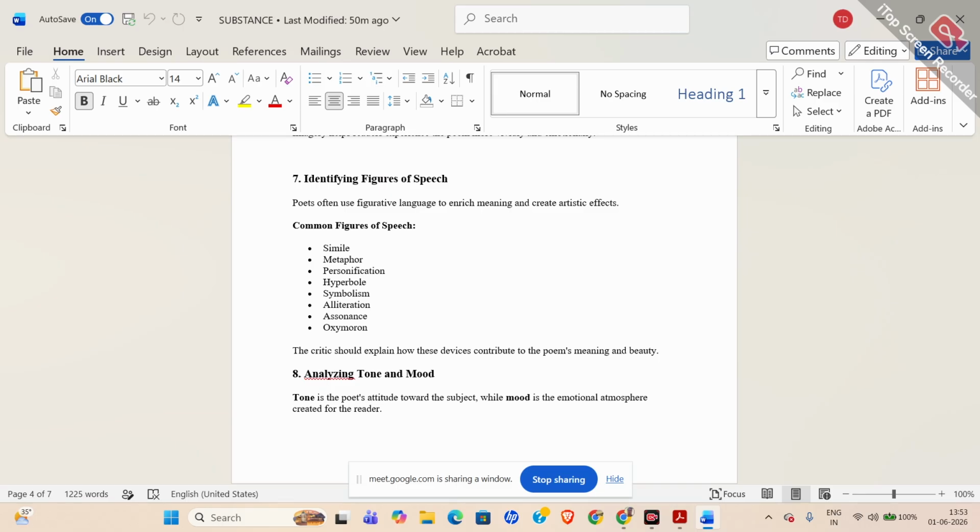Hyperbole is exaggeration, saying something in an exaggerated way. Symbolism, obviously, a thing that stands for something else, as a symbol. Alliteration, the repetition of the same consonant in a line. Assonance, when two syllables in words that are close together have the same vowel sound, like cold and killed, seen and beat.